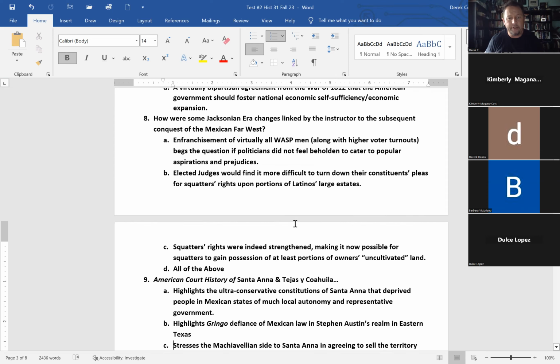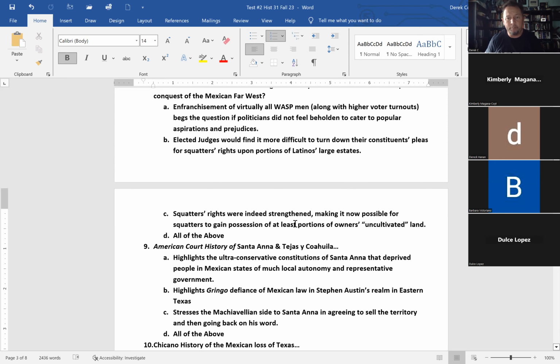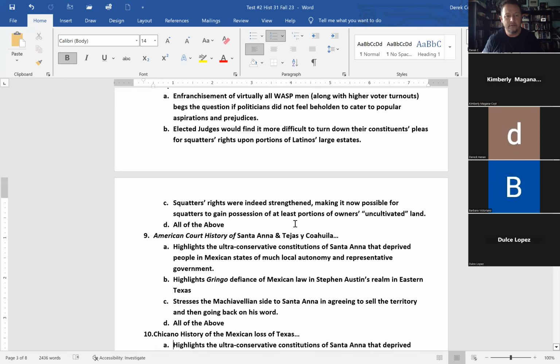Okay, American court history of Santa Anna and the 2 combined states at that time of Tejas y Coahuila highlights the ultra-conservative constitutions of Santa Anna that deprive people in Mexican states of much local autonomy and representative government. That is absolutely true. Because remember, American court history praises things American and American leaders. So the guys at the Alamo in American court history are viewed as these liberty-loving libertarians who wanted no big government and defiantly but heroically were virtually martyred at the Alamo by Santa Anna and his forces.